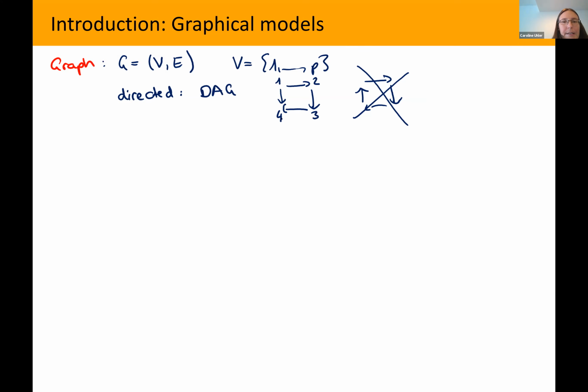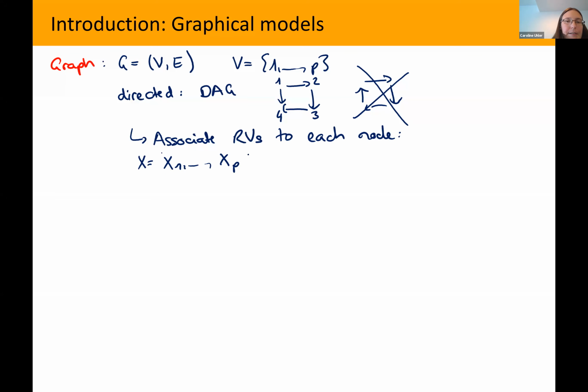So in this case, I'll associate random variables to each node. Since I always have p nodes, I'll have x1 up to xp. This will be my vector x, and this has a joint distribution. I'll call this joint distribution P of X. Now unfortunately I have two P's and they're different, but this is hopefully going to be clear in the context.